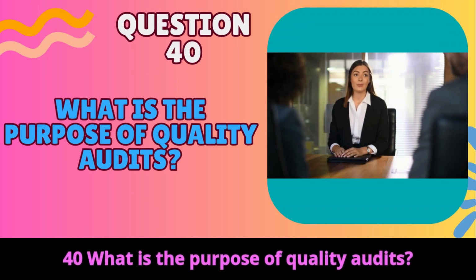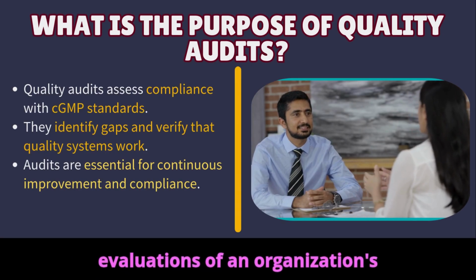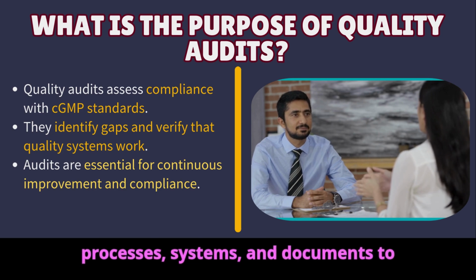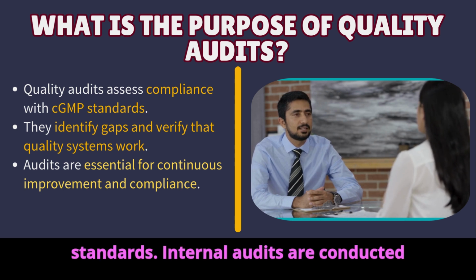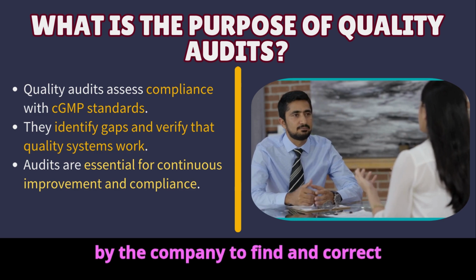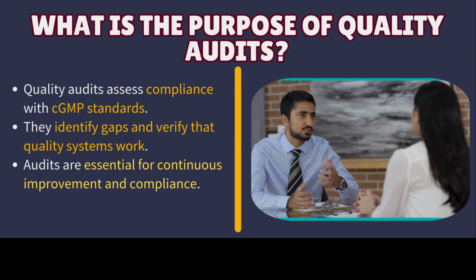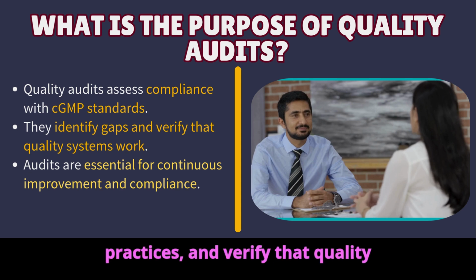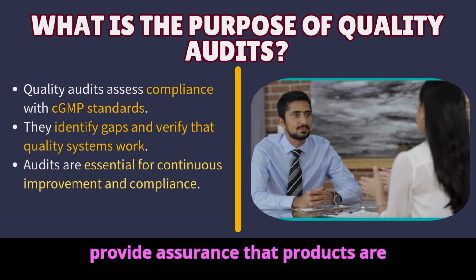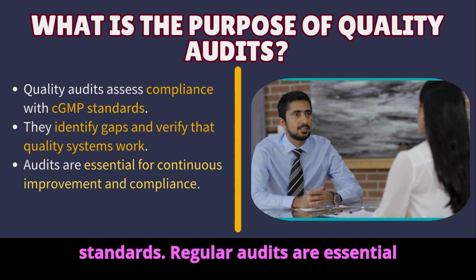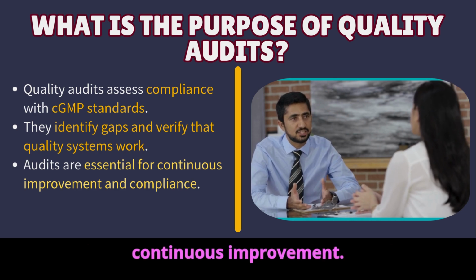Question 40. What is the purpose of quality audits? Response. Quality audits are systematic evaluations of an organization's processes, systems, and documents to ensure compliance with cGMP and quality standards. Internal audits are conducted by the company to find and correct potential issues, while external audits by regulatory bodies assess compliance. Audits help identify gaps, improve practices, and verify that quality systems are functioning as intended. They provide assurance that products are consistently produced to quality standards. Regular audits are essential for maintaining cGMP compliance and continuous improvement.